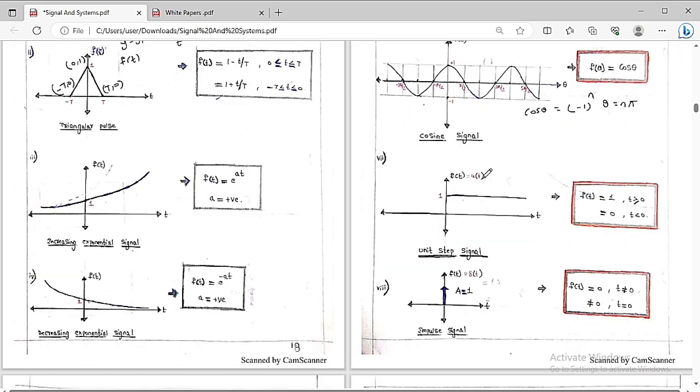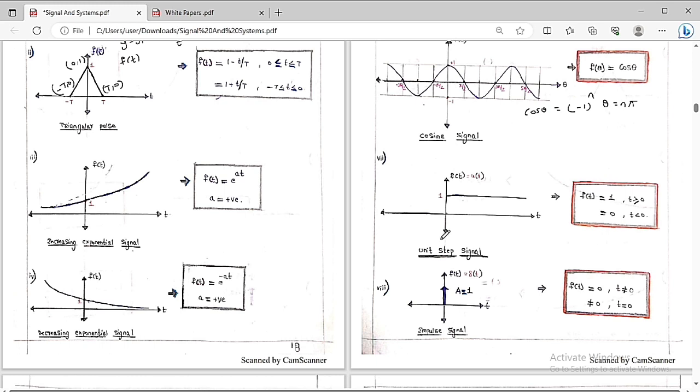f of t is equal to u of t. So this is called the unit step signal. At t less than 0, its value is equal to 0. And at t greater than or equal to 0, its value is equal to 1. So f of t is equal to 1 for t greater than or equal to 0, and its value is equal to 0 for t less than 0. So this is called the unit step signal.